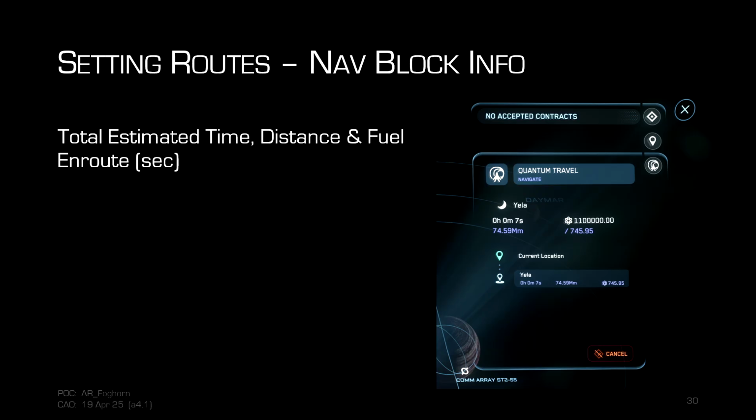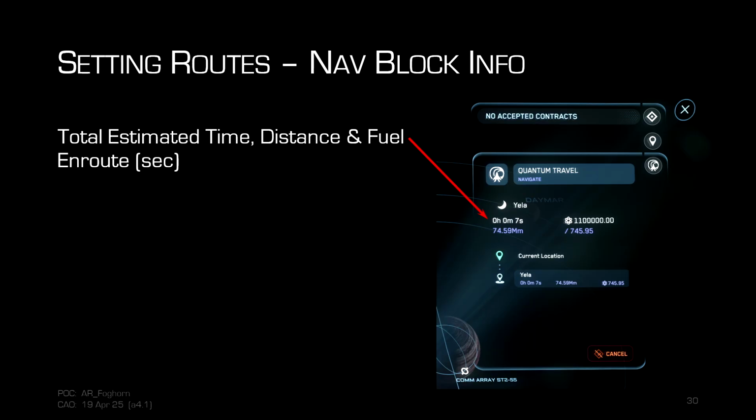That nav block info over on the right has a lot of good information. So you've got your total estimated time, distance, fuel, and route. As you can see there, it's going to take 0 hours, 0 minutes, 7 seconds to go from... I was just sitting just outside of Seraphim, taking these screenshots. So you can see getting from Seraphim Station over to Yellow takes like 7 seconds in quantum travel. It's 74.59 whatever megacommies, and then out of the 1.1 million, I'm going to use 745.95.